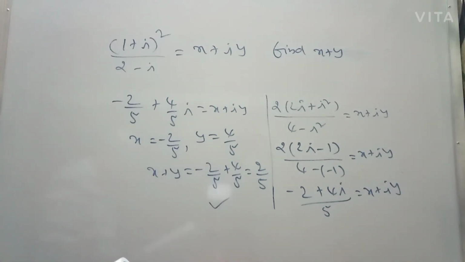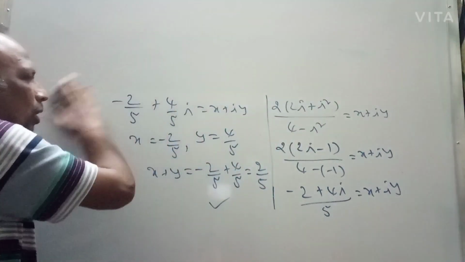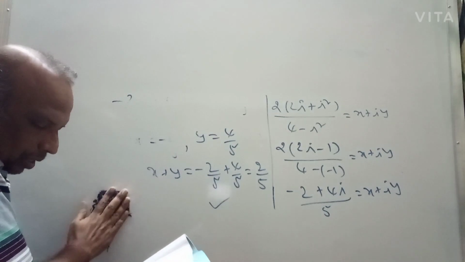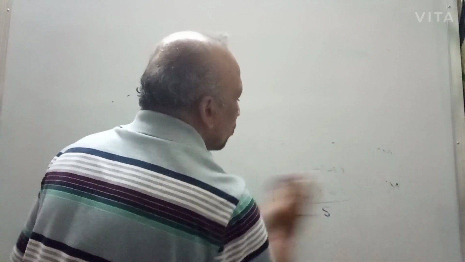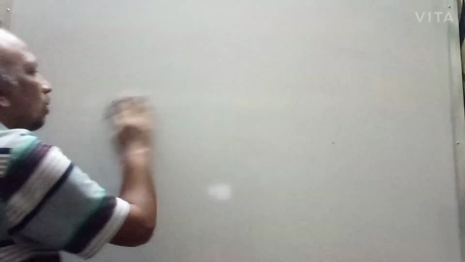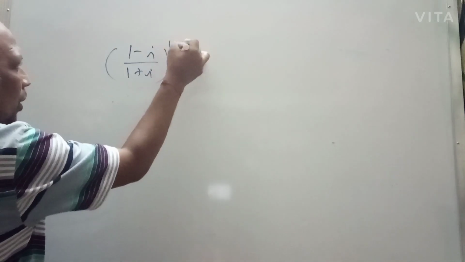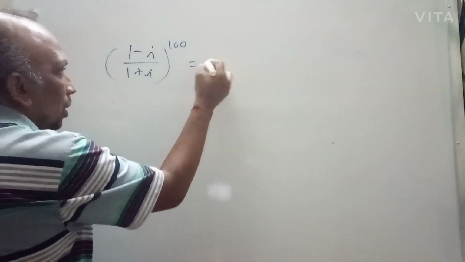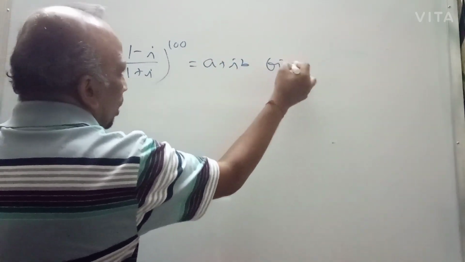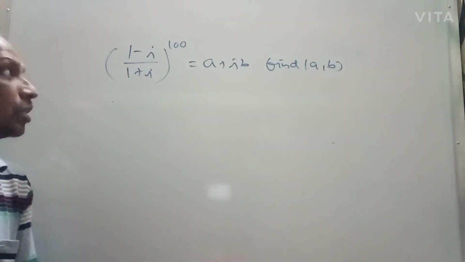The next problem, they have given another one: (1 minus i by 1 plus i) whole power 100 is given. (1 minus i by 1 plus i) whole power 100, which is equal to a plus ib. Then find a comma b. So this is given, find a comma b. The problem is given here.